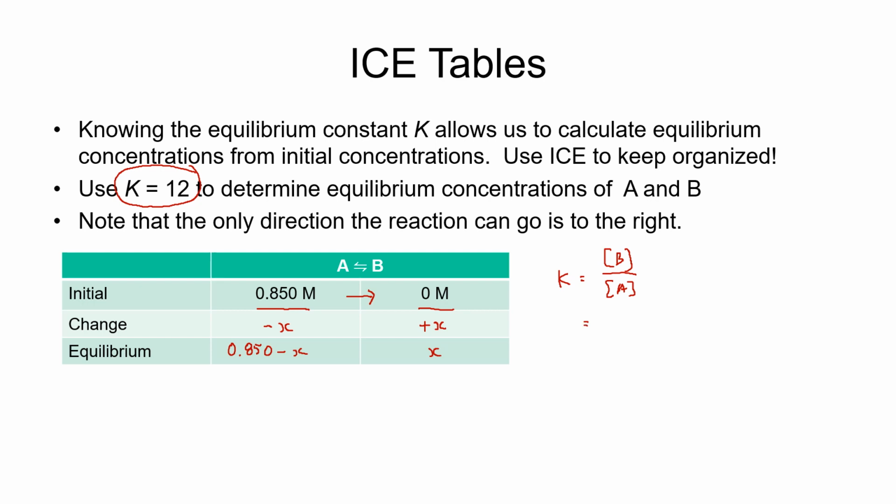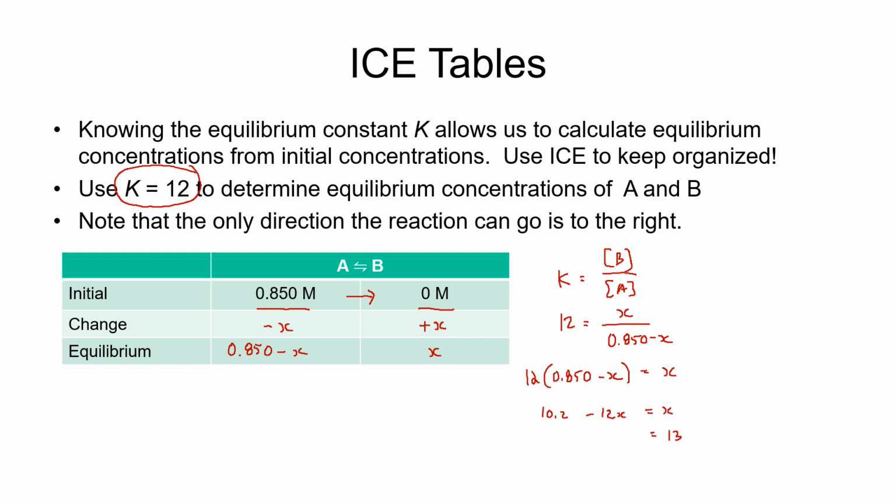And so at equilibrium, B is going to be x, and A is going to be 0.850 minus x. And the constant is 12. So then we'll move things around here. It's going to be 12 times 0.850 minus x, and that's going to equal x. Let's use my calculator here. 12 times 0.85 is 10.2. So we got 10.2 minus 12x equals x.